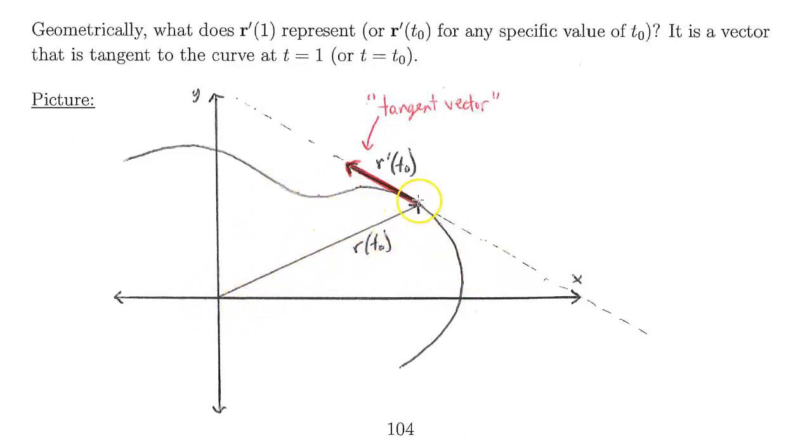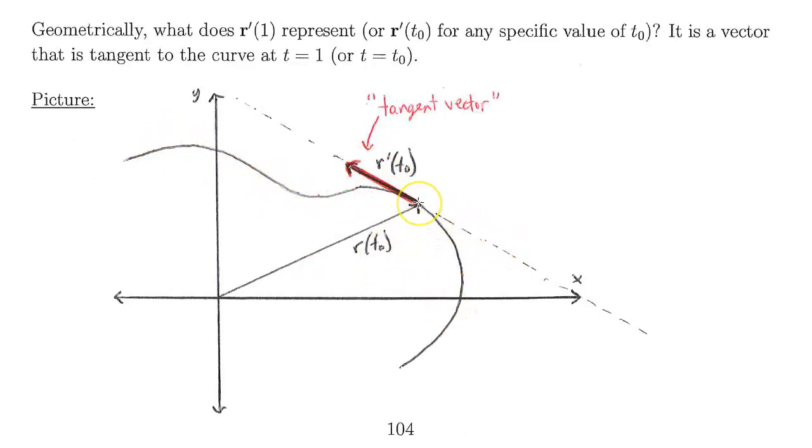So r of t naught would be this. So maybe r of 5 is this. r prime of 5 will be a vector that's tangent to the curve at that point. Okay, so r prime of 5, or r prime of 1, whatever it is, r prime of 5 would be a tangent vector. Now, how do we know which way the vector's facing? By the way, this is the tangent line here to the curve at that point. How do we know which way the tangent vector is facing? Well, if the curve is being traced out this way as t increases, the vector is going to be pointing in this direction. If the curve were being traced out this way, the vector would be pointing in this direction.